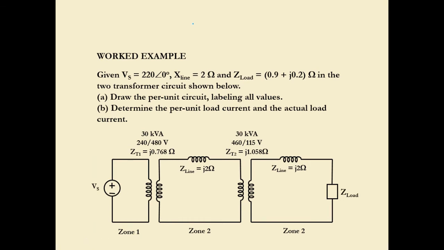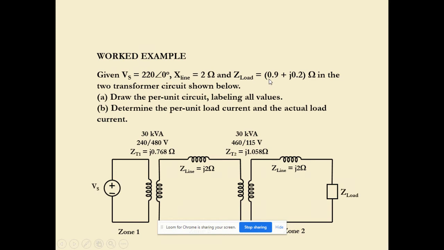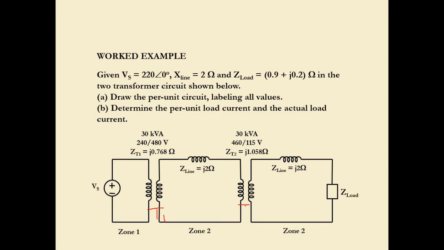Alright, this is another example. Given Vs equal to 220 degree, X line 2 ohms, Z load equal to 0.9 plus j0.2. So we continue with this question. In the two transformer circuit shown below, we have a special example. Since we have two sets of transformers, this is transformer number 1 and this is transformer number 2.